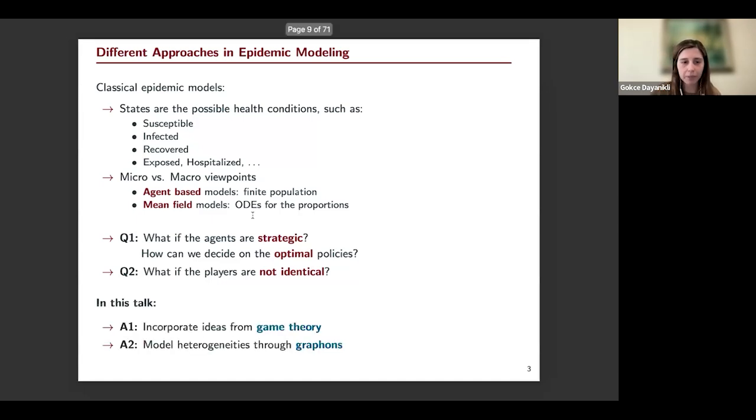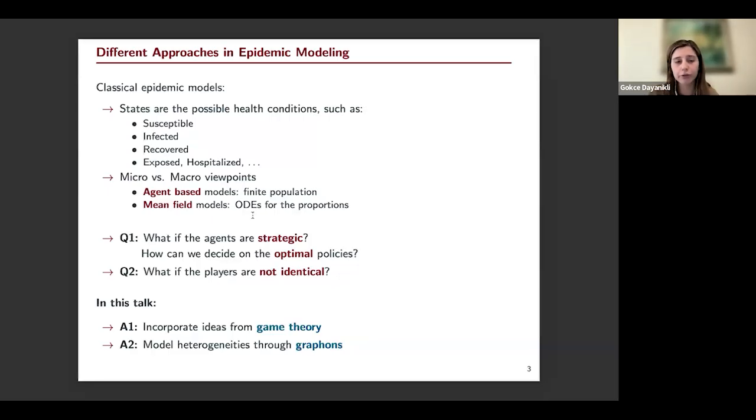So in this talk, for the first question part, we are going to incorporate ideas from game theory, specifically mean field games and the Stackelberg equilibrium between a principal and the mean field population.